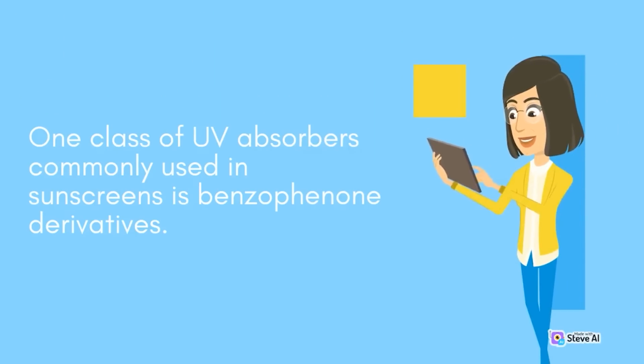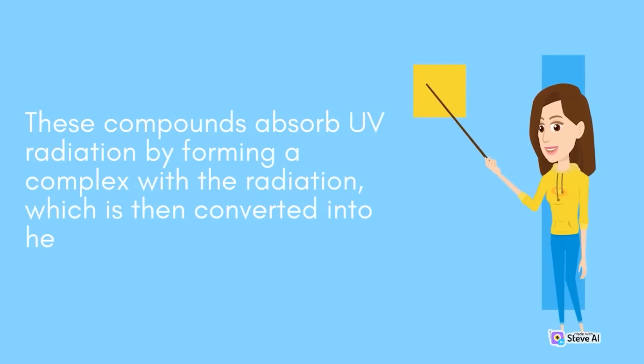One class of UV absorbers commonly used in sunscreens is benzophenone derivatives. These compounds absorb UV radiation by forming a complex with the radiation, which is then converted into heat.